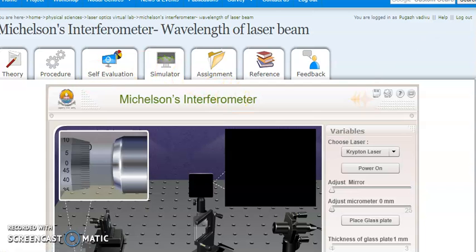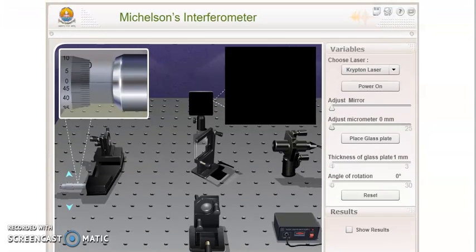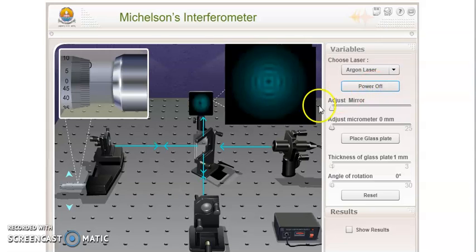This is the simulator. Here, first we should choose an available laser, any one: krypton, helium neon or argon. It's our choice. Now switch on the power. This is the laser source, this is the beam splitter, this one is the screen, and this is the micrometer. Now we switch on the laser source.